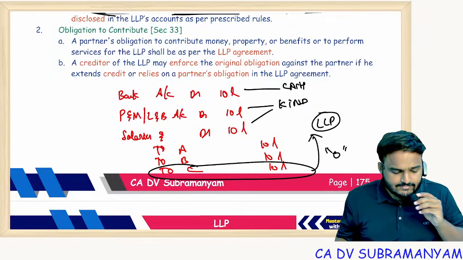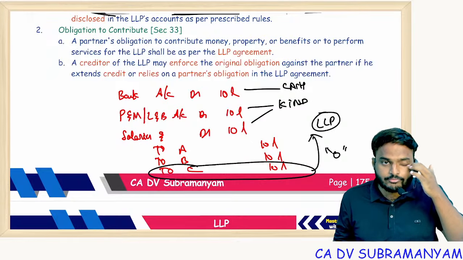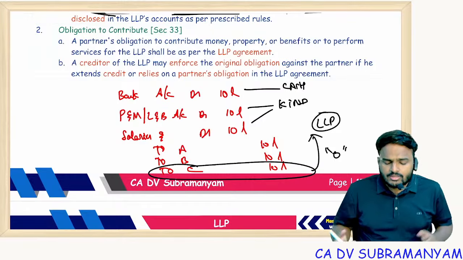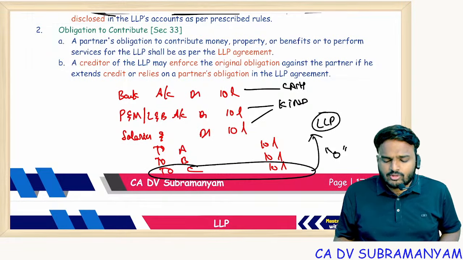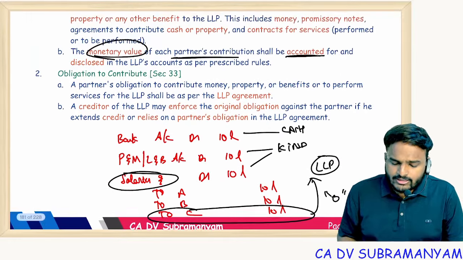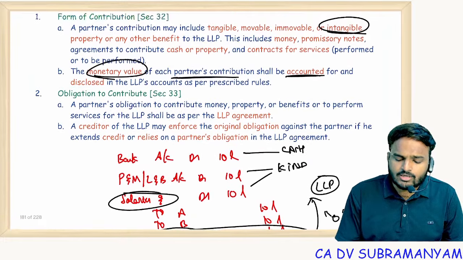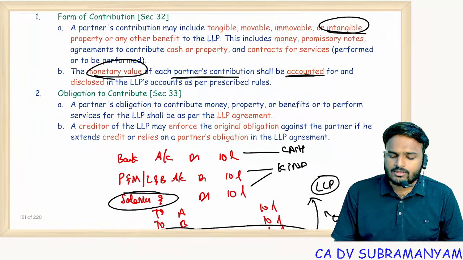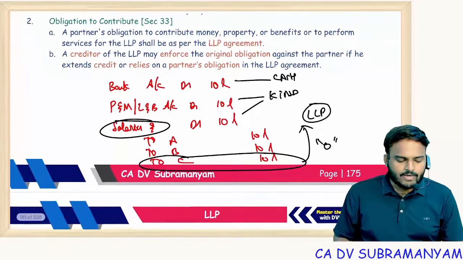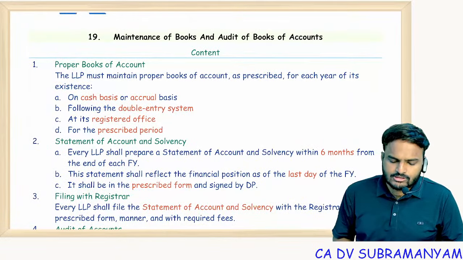The services I'm contributing to the LLP, consider this as capital contribution. And remaining partners also agreed, and this is as per LLP agreement. Now you can see intangibles also will form part of partners' contribution. Tangible, movable, immovable, intangibles can also become a part of capital contribution. Next one, maintenance of books of accounts.